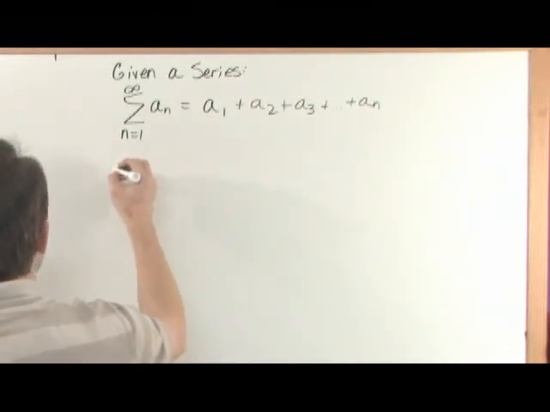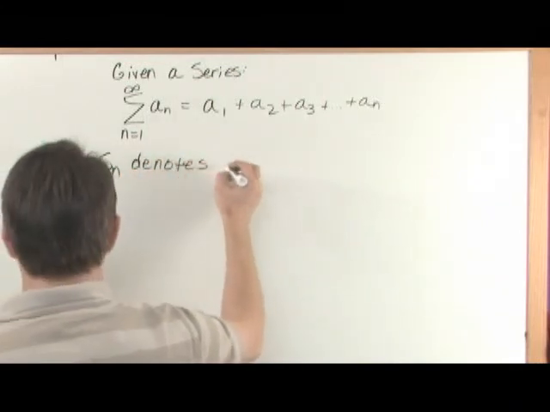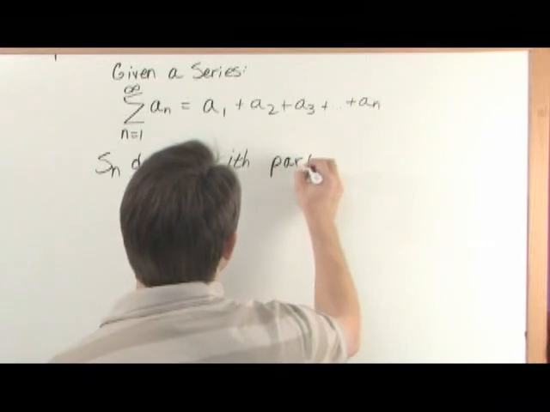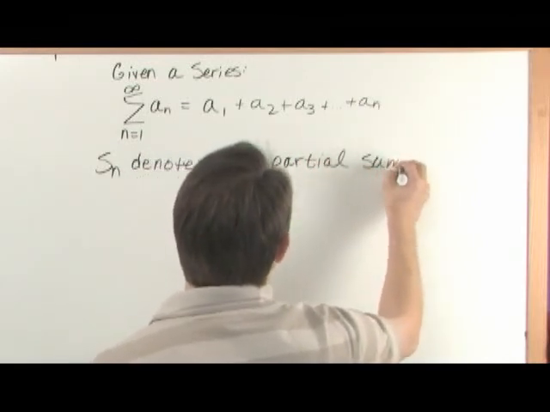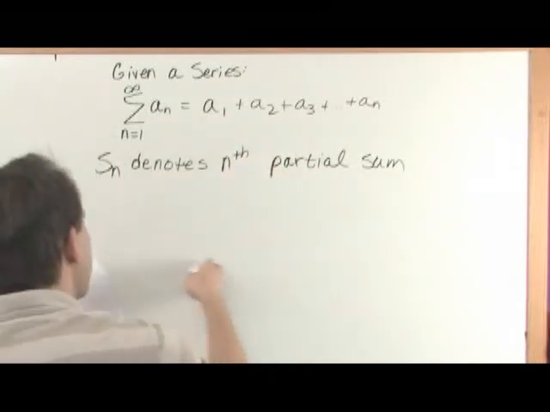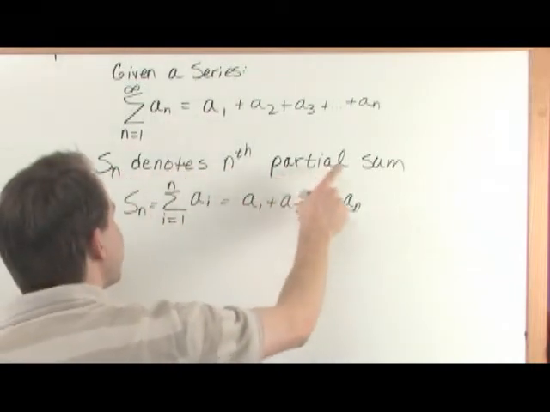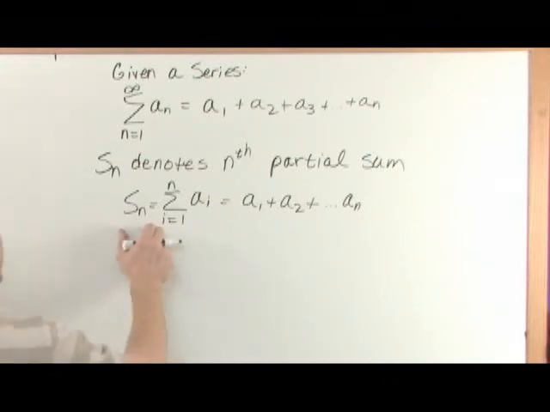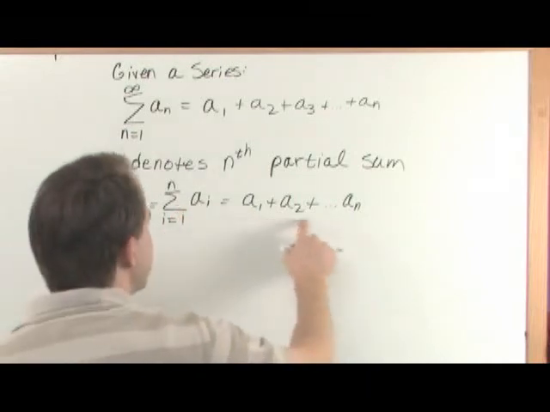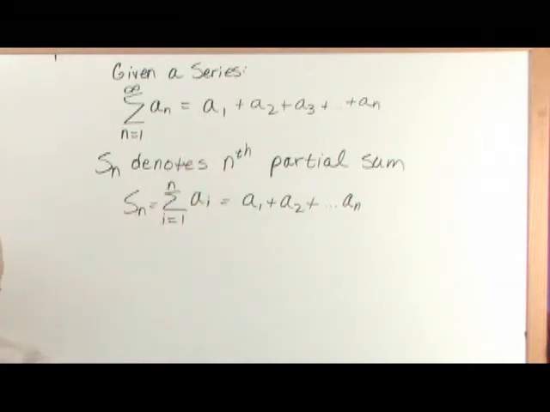Then we define S sub n, which denotes the nth partial sum, which is adding up the first n terms in that sequence. And what we're going to say here is that S sub n denotes the nth partial sum of this guy, denoted as follows. S sub n is the summation from i equals 1 to n, because it's the nth partial sum, okay, of the elements here, a sub i. So you'd have a sub 1, plus a sub 2, plus a sub 3, plus a sub 4, all the way up to whatever the nth partial sum is.